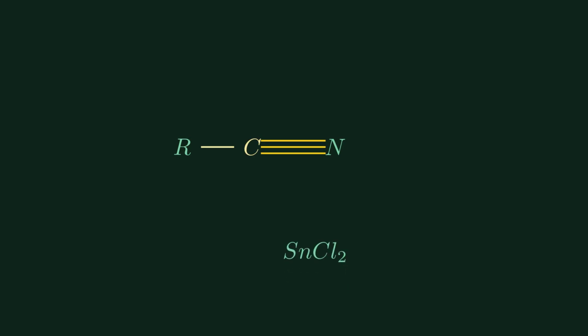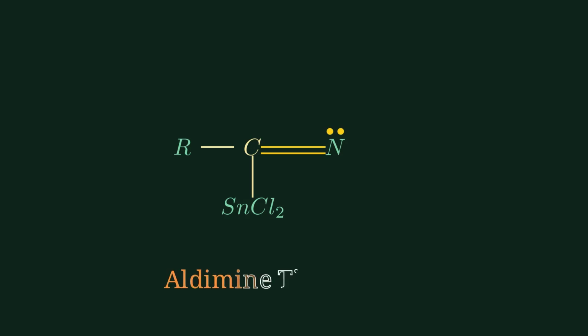The tin(II) chloride steps in and donates 2 electrons. Think of this as a strategic strike. As those electrons move in, one of the 3 bonds between the carbon and nitrogen breaks. We call the resulting intermediate an aldimine tin complex.